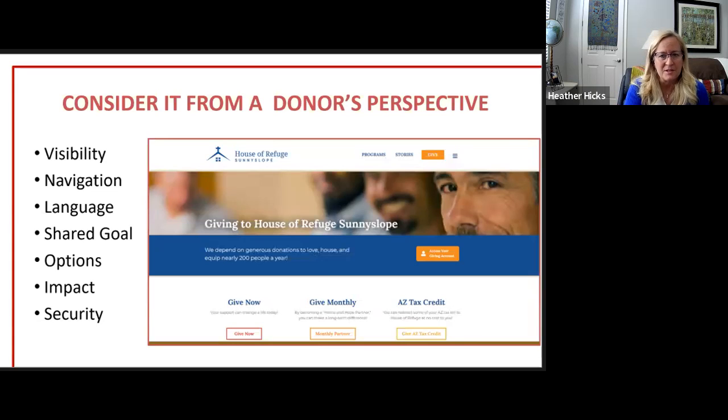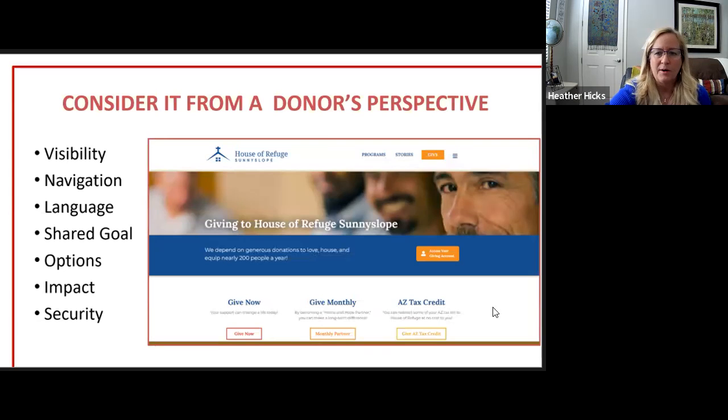I don't know if you've ever considered this, but what's the language you use? You can see here on House of Refuge, they're using the language of give. And I love that, because as a Christian organization, the closer we stay language-wise to a biblical principle of generosity and giving, the more comfortable the language makes people feel, and it says something. If you're using the word donate, that isn't bad, but it doesn't quite have the same attachment to a kingdom mindset of giving and generosity. So just consider language, because donors notice language and it does say something to them.